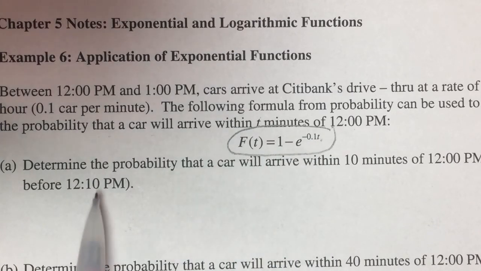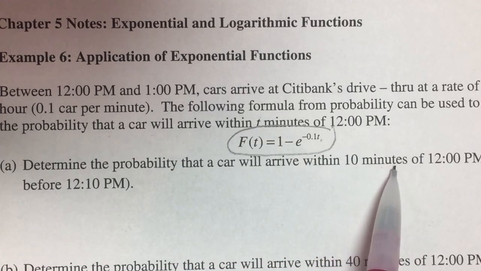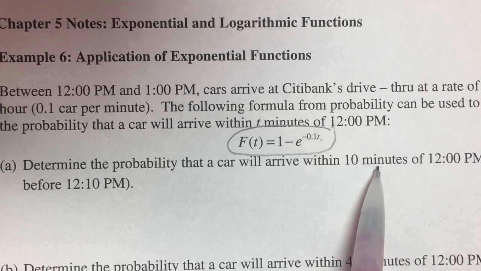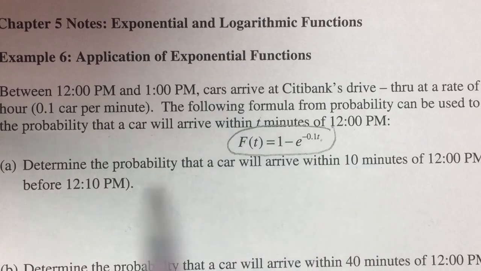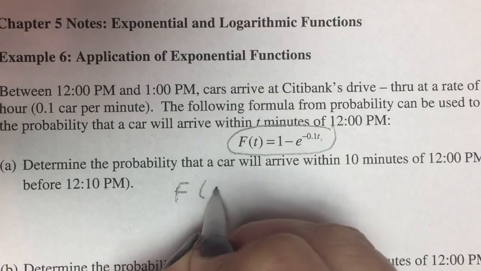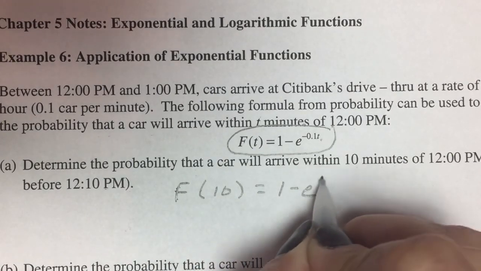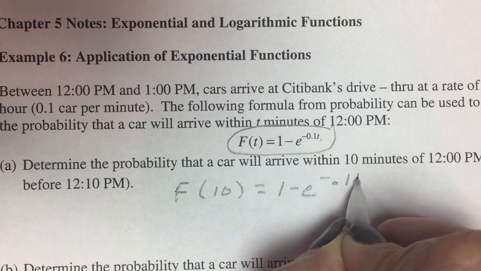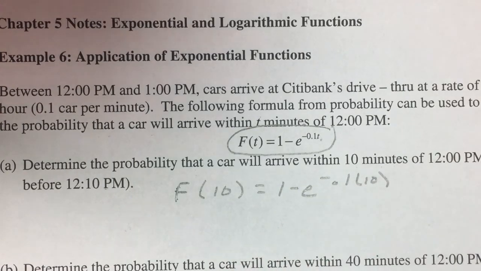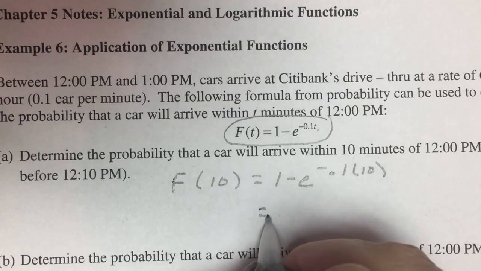So the first thing it says is determine the probability that a car will arrive within a time of 10 minutes. So we want, what's the probability that a car is going to arrive before 12:10? Well, all you're looking for then is f of 10, which is 1 minus e to the negative 0.1 times 10. Okay, plug that into your calculator. Hopefully you're good at that.